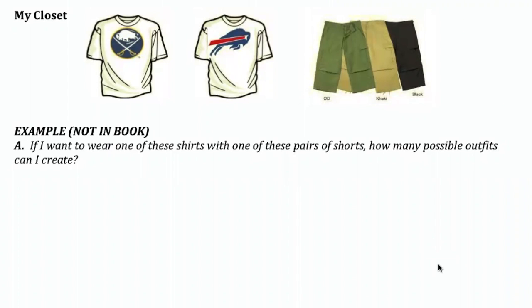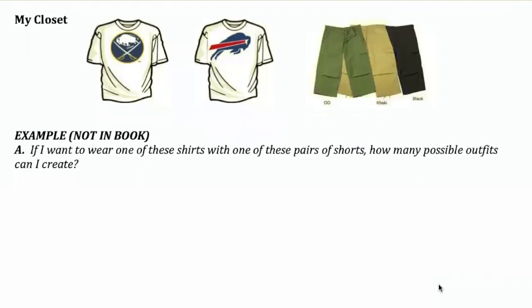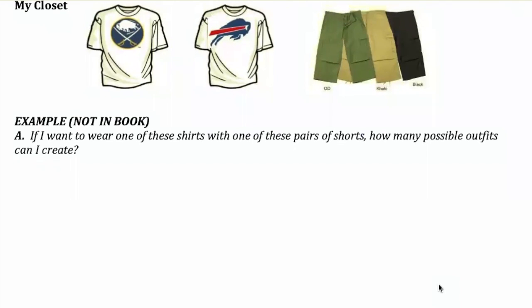Let's look at another example here. Suppose in my closet I have 2 t-shirts, one Sabres, one Bills, and I've got 3 pairs of shorts. And maybe this is the only clean laundry I have. If I want to wear one of these shirts and one of these pairs of shorts, how many possible outfits can I create? So again, this is a situation where we could just try to make a list of, oh, I could wear my Sabres shirt and my black shorts. Or we can use a tree diagram to organize all the possibilities and make sure we don't miss any.